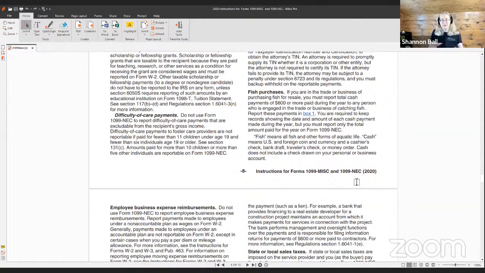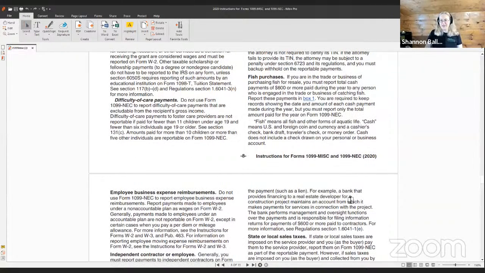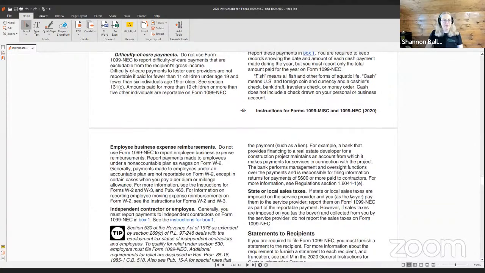So you have to keep a record of all the cash payments with the date and the amount, and that needs to be provided under certain circumstances, but does not have to accompany the 1099 NEC. Just the total that was paid during the year needs to go with the 1099 NEC. Fish means all fish and other forms of aquatic life. Cash means US and foreign coin and currency, and a cashier's check, bank draft, traveler's check, or money order. Cash does not include a check drawn on your personal or business account.